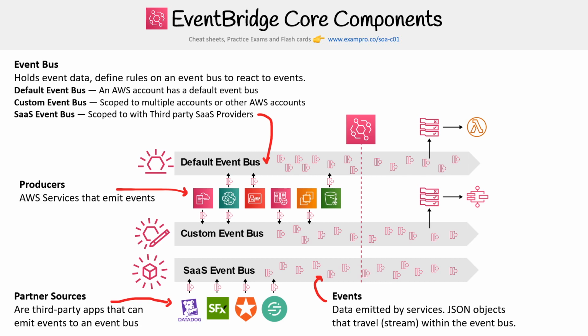Then you have partner sources. These are third-party apps. These are producers as well, but they're just third-party services. So you can see we have Datadog, SignalFX, Auth0, Segment. There's a bunch of them. There's more than just those four.